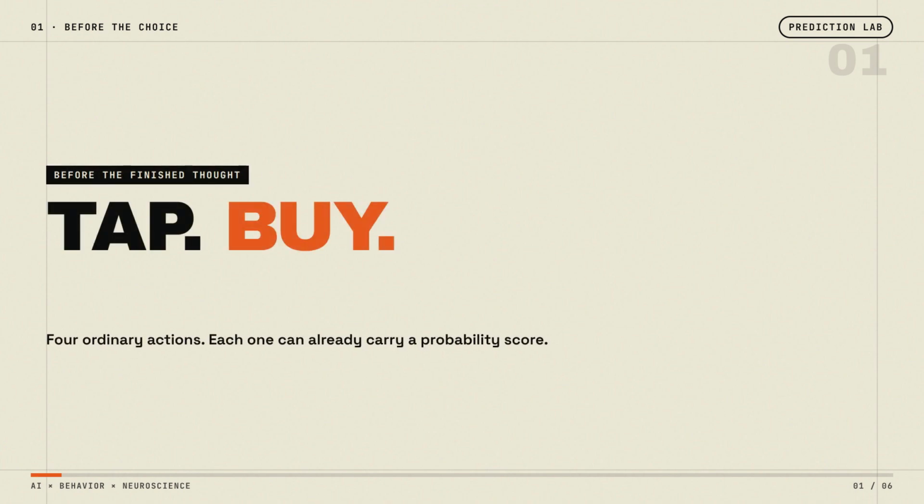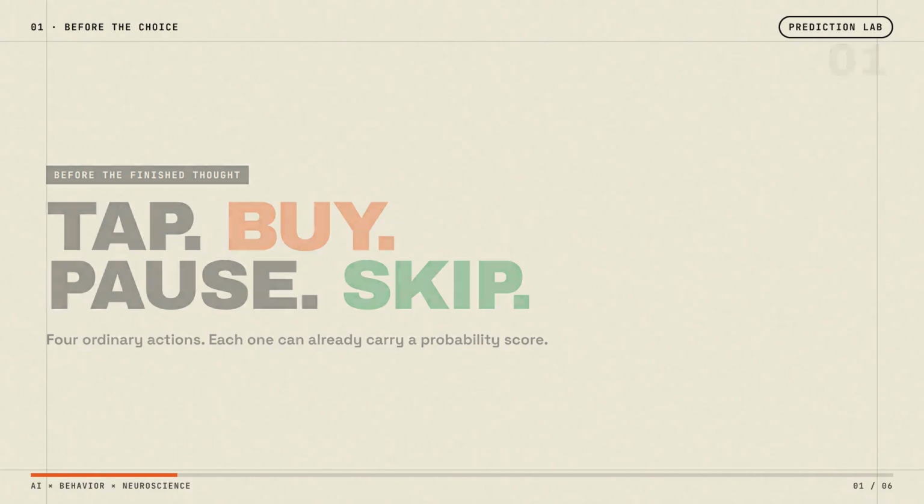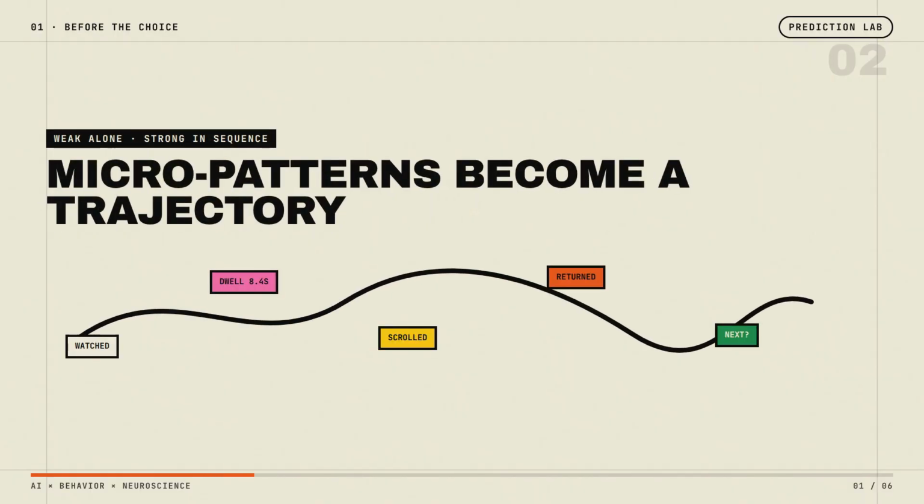Before you tap, buy, pause, skip, or turn away, there may already be a number beside that action. Not a certainty, a score. Your phone does not see the future, and an algorithm cannot open a secret window into your mind. What it can do is collect a trail of tiny clues.